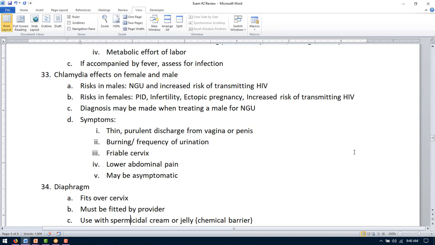Chlamydia. Males have the non-gonococcal urethritis with an increased risk of transmitting HIV. Females, pelvic inflammatory disease, infertility, ectopic pregnancy, and an increased risk of transmitting HIV. A lot of times chlamydia and gonorrhea are diagnosed at the same time, especially if they're treating the male for NGU. So symptoms are going to be thin, purulent discharge from the vagina or the penis, burning or frequency of urination. That cervix is going to be inflamed. They're going to have pain in their lower abdomen, but they also may be asymptomatic.